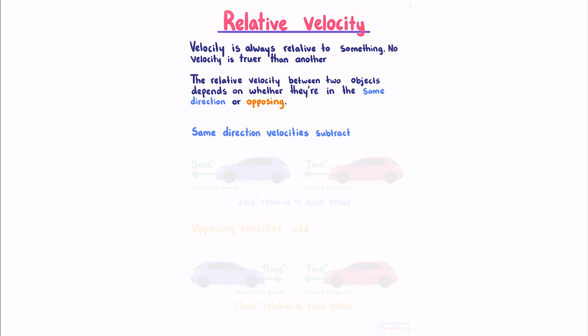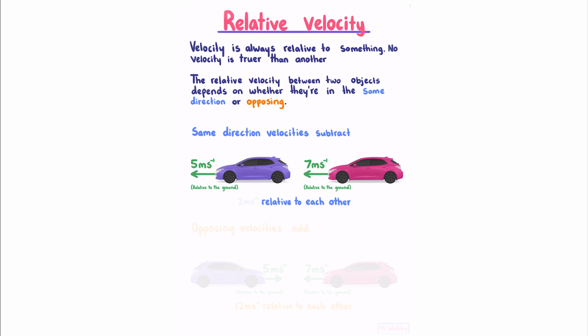For example, if we have a car traveling at 5 meters per second relative to the ground, being followed by a car traveling at 7 meters per second relative to the ground, their velocity relative to each other is 2 meters per second. If, for example, the cars were traveling at the same velocity, for example 5 meters per second, then their relative velocity would be 0, and they would be stationary relative to each other.